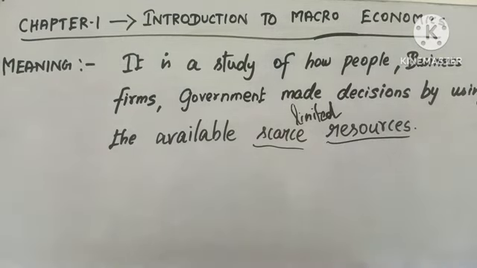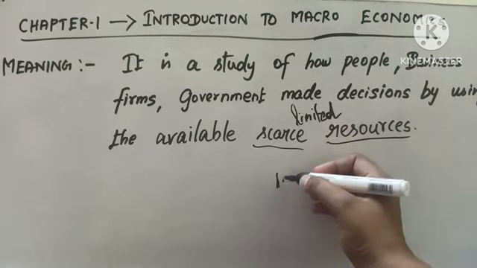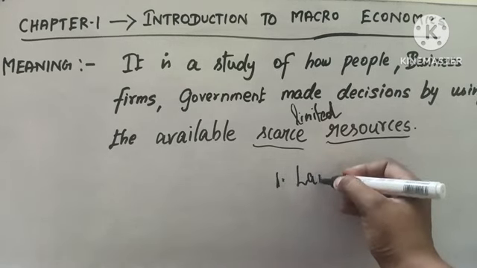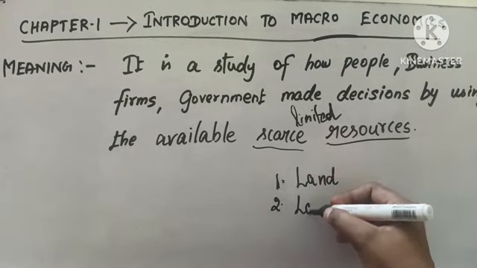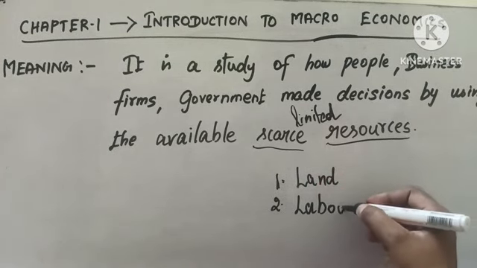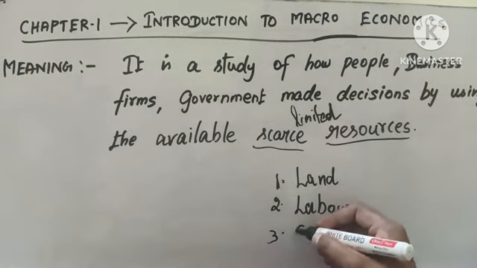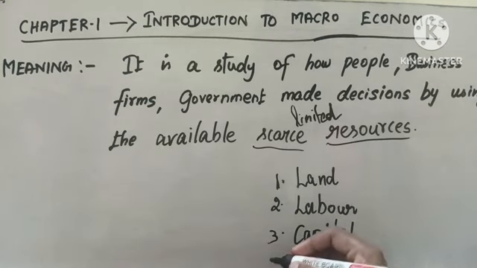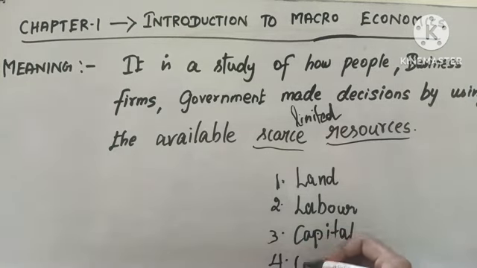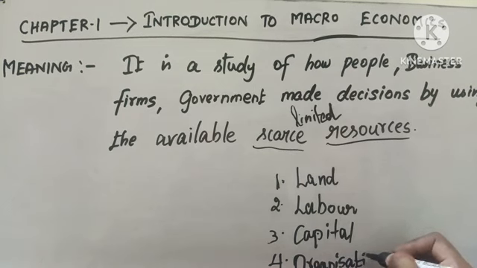Can you list out the resources? Students, listen. The first one is land. The second one is labor. The third one is capital. And the fourth one is organization. These are all the resources that are available in our economy.